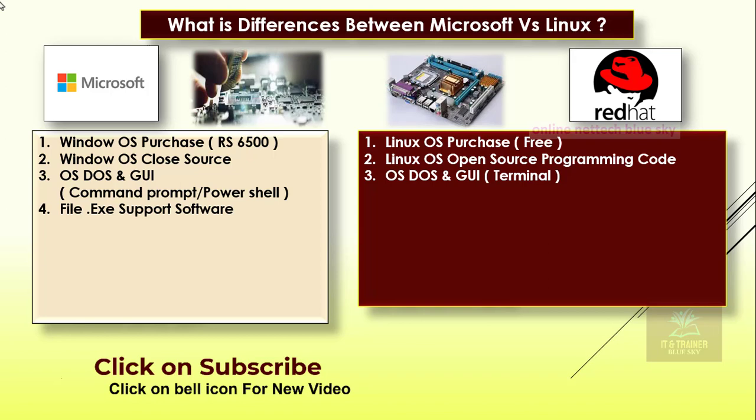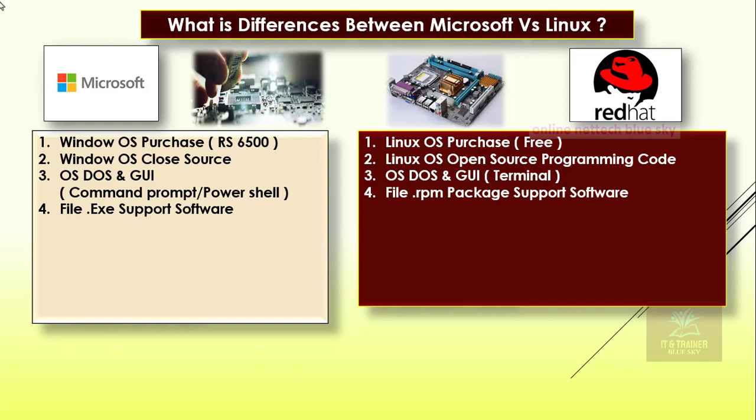But what is different in Linux, and what does Linux support? Linux does not support exe files; any Linux operating system does not support exe files. It supports RPM package software. Okay, RPM package. You may be using Red Hat 5, 6, 7, any operating system, but an RPM package is supported only by Red Hat Linux.